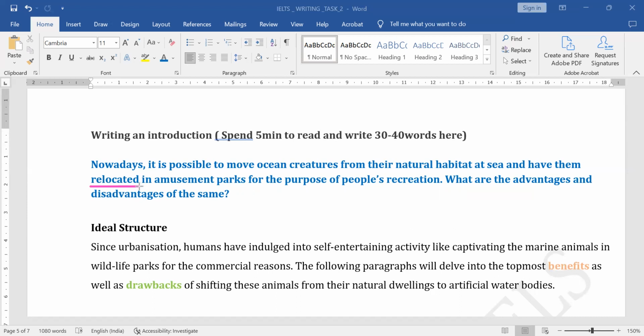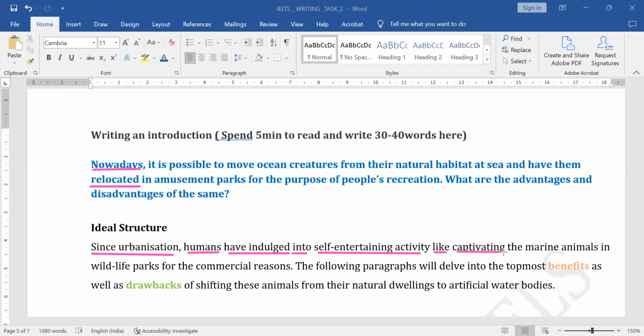All right. Relocated. Why? I'm thinking why nowadays we are doing this. Maybe I got a reason: urbanization. Since the time we have settled ourselves in cities, we have been away from this life, and hence humans, as one community, have indulged. Instead of saying people, how many times will I say people, right? So I try to replace people with humans here. Indulge in self-entertaining activity. That means just for their own entertainment. Okay, and this is one of the activities.